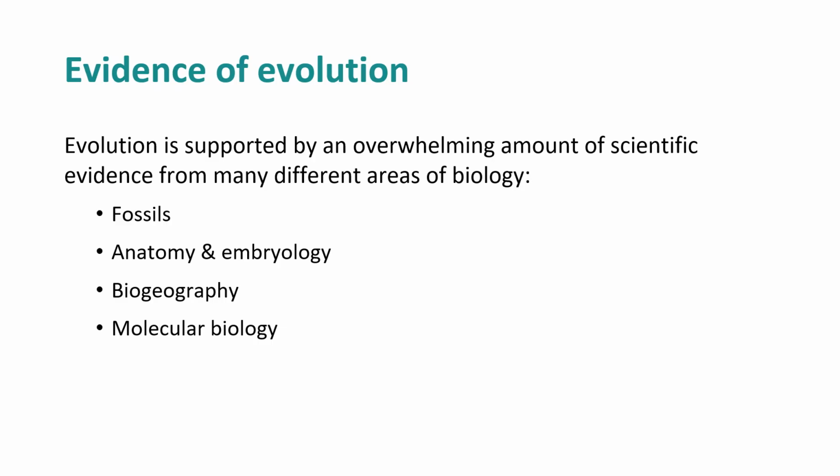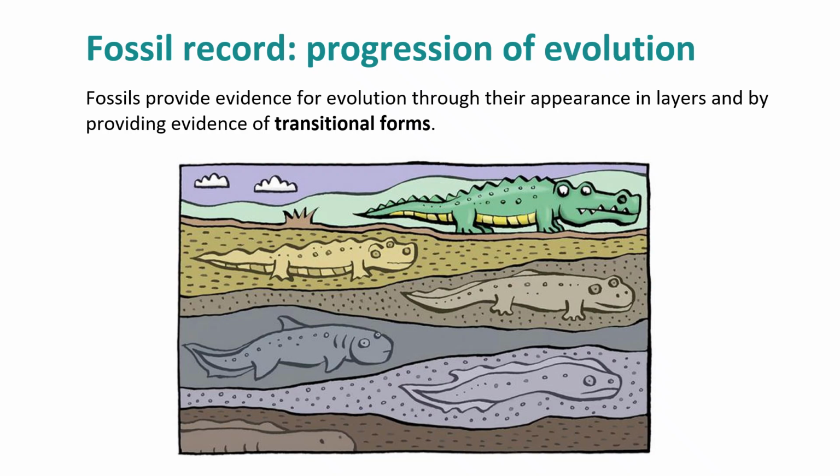So the theory of evolution is supported by an overwhelming amount of scientific evidence. It includes fossil evidence, anatomical and embryological evidence, biogeographic evidence, as well as molecular biology evidence. So let's start with fossil evidence.